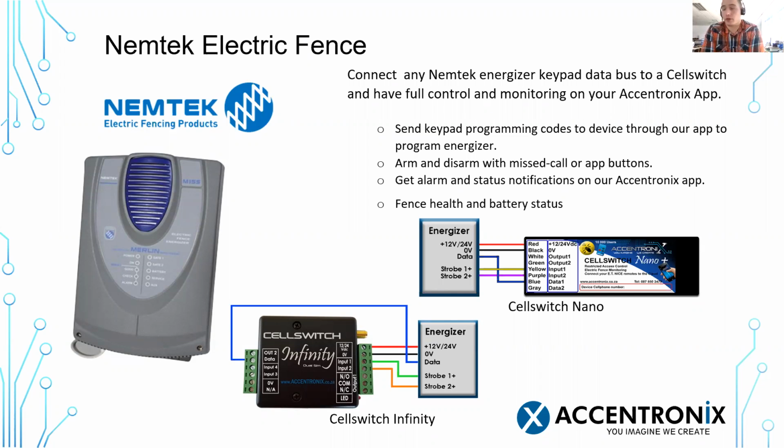Okay, guys, that's it for the subscription. Like we mentioned earlier, with our system, you can connect the CellSwitch Infinity as well as your CellSwitch Nano to Energizers. And they basically act as the keypad for that Energizer, where you can program it using codes. And this can be done from the app. With it, you can arm and disarm using the app or by giving a call. You can get notifications as well as alarms through your app as well. And they connect to all the popular brands.